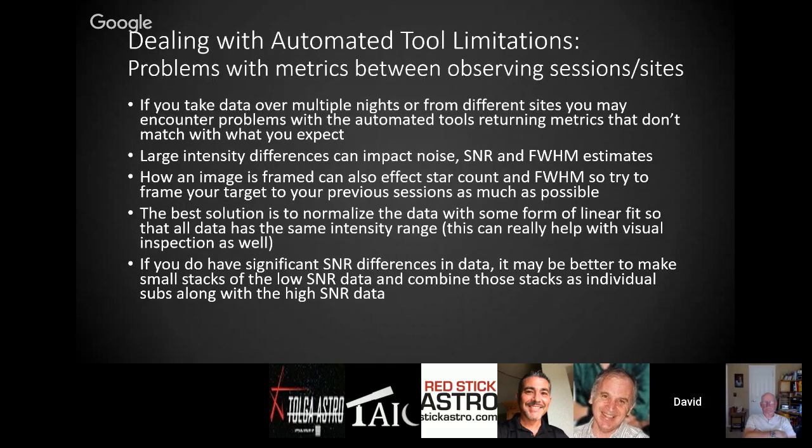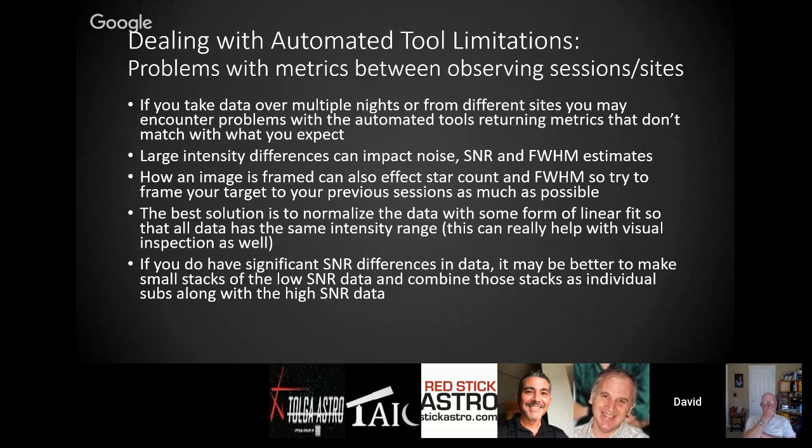Okay. So we've defined that there are definitely limitations for the automated tools. So we're going to break these down into a few sections and talk a little bit about how you might be able to deal with some of these things, right? So if, for example, you take data over multiple nights or from different sites or things like this, you may encounter problems with the automated tools returning metrics that don't really match what you expect, right?